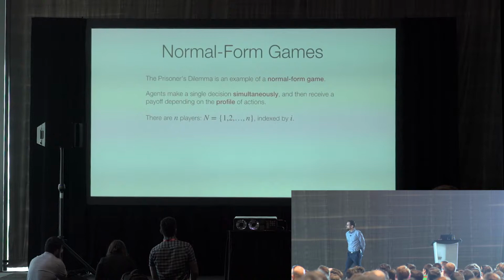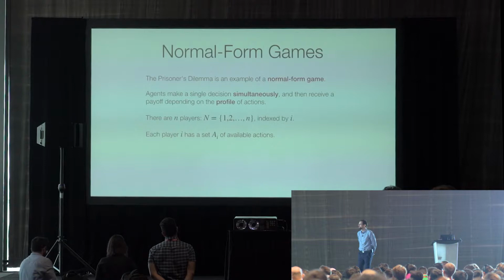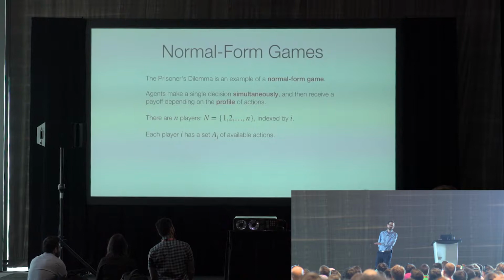So what are they formally? They're just a set of players. Let's just call them 1 through n. Every player has a set of actions available to them, A sub i. This overlaps a little bit with reinforcement learning terminology. Sorry, I was originally supposed to be in the deep learning section of this school, so I wasn't worried about that.